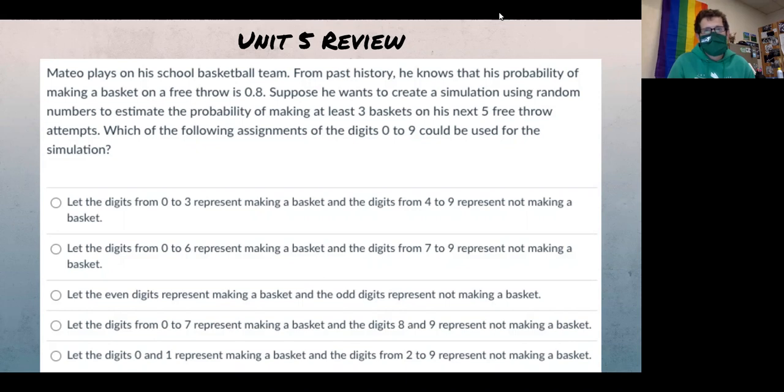When you are choosing how to model this, since Mateo has an 80% probability of making a free throw, then we want 8 of those digits to represent making a basket and 2 of them to represent not. So the best answer is D.